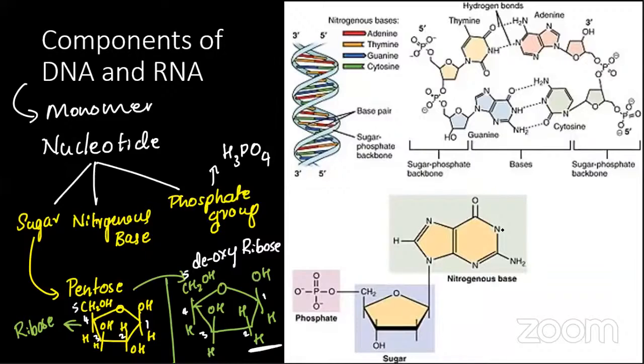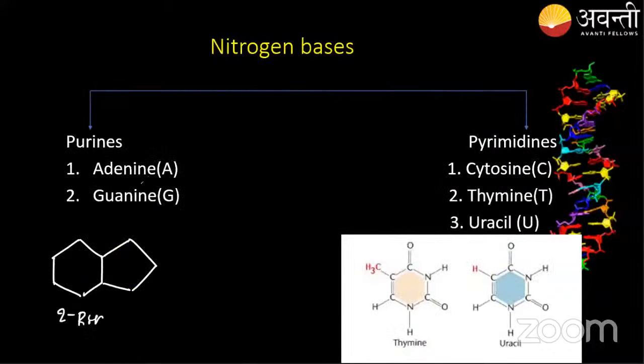So the purines include adenine and guanine, two kinds of purines. Purines have two ring structures. The structures are not at all important. You have to remember only one thing: nitrogenous bases are divided into two types, and the first one is the purines. Purines have a two ring structure, and these are adenine and guanine.